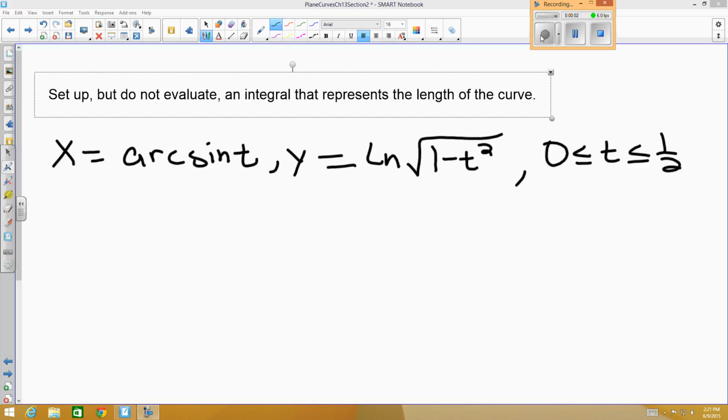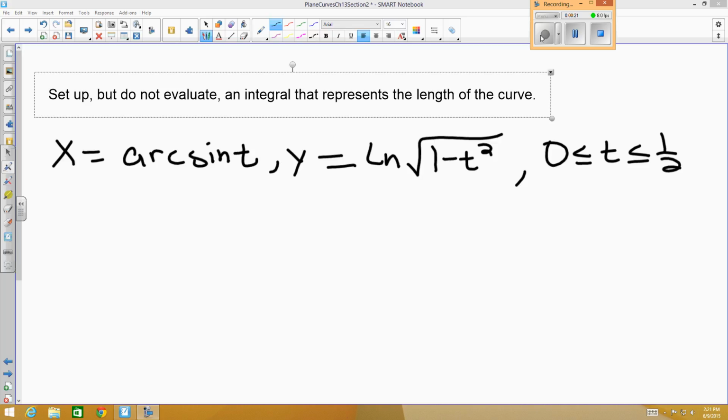Set up, but do not evaluate, an integral that represents the length of the curve. Here we're given that the curve is represented by the parametric equations x equals the arcsine of t, y equals the natural log of the square root of 1 minus t squared, and t is between 0 and 1/2 inclusive.